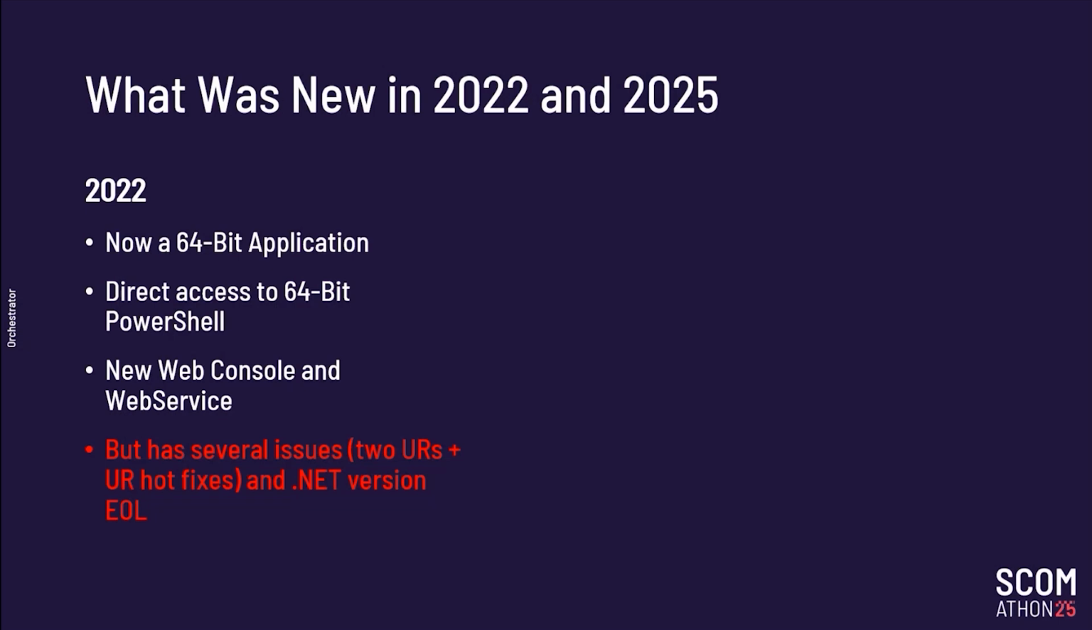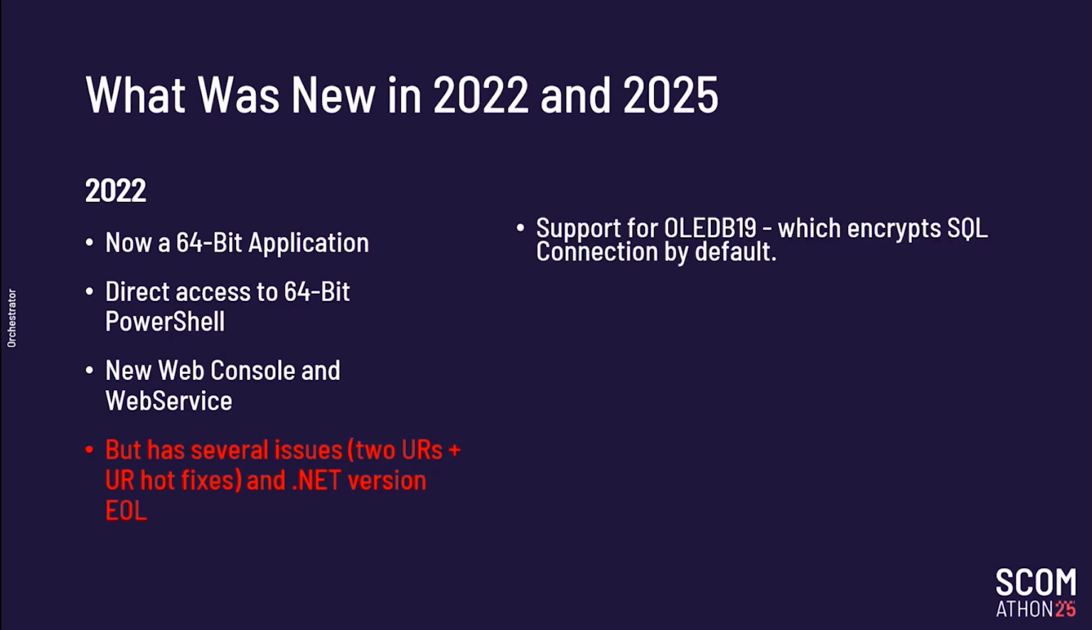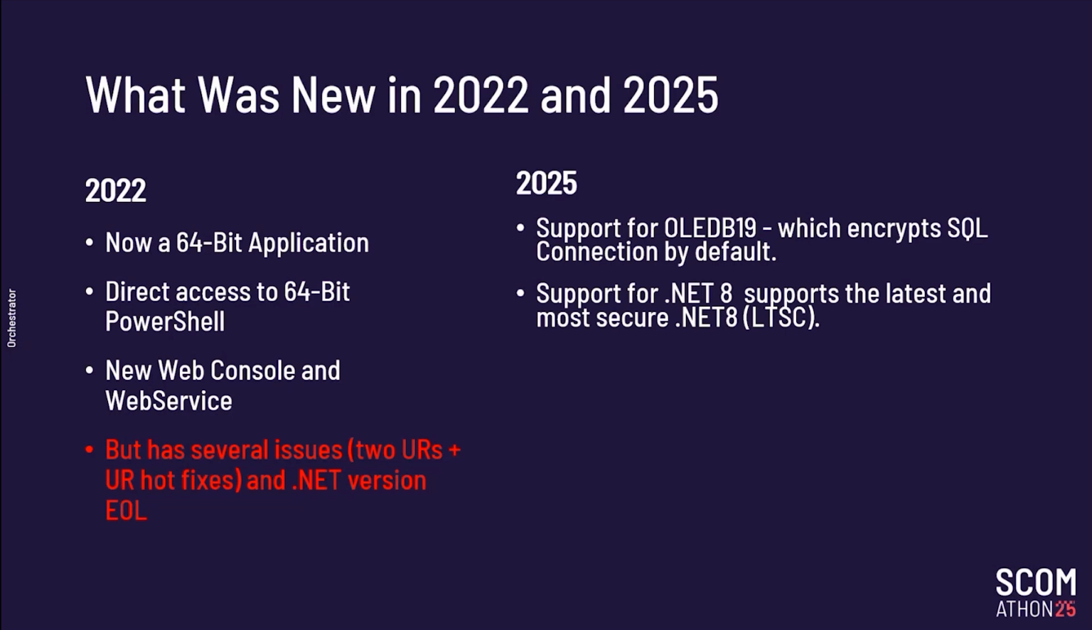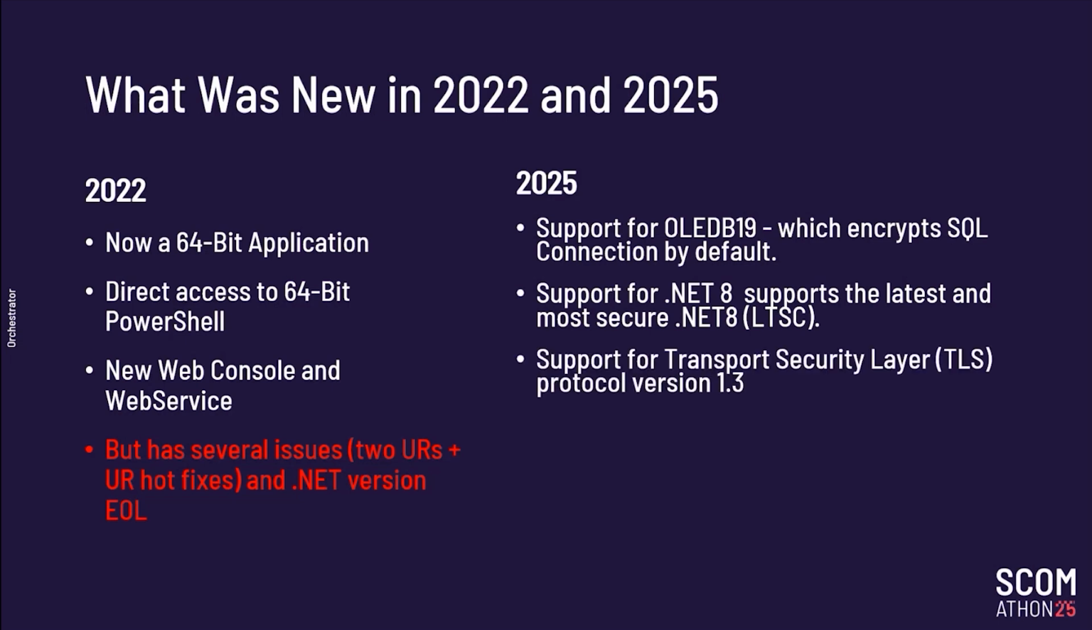But there have been issues with 2022. There've been two update rollups and some hot fixes for that. And currently the .NET version that's used in 2022 is actually an end-of-life version. So with 2025, what Microsoft have added is further updates and encryptions. They now support .NET 8, the latest and most secure version of the .NET framework, which is on one of their long-term support channels. So we've got long-term support on a supported version of .NET underpinning Orchestrator.